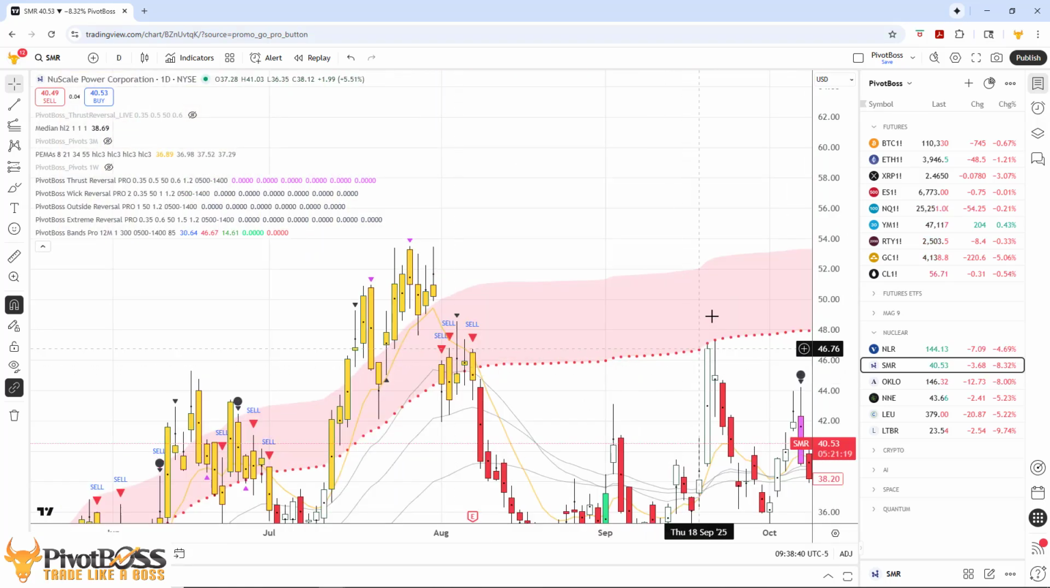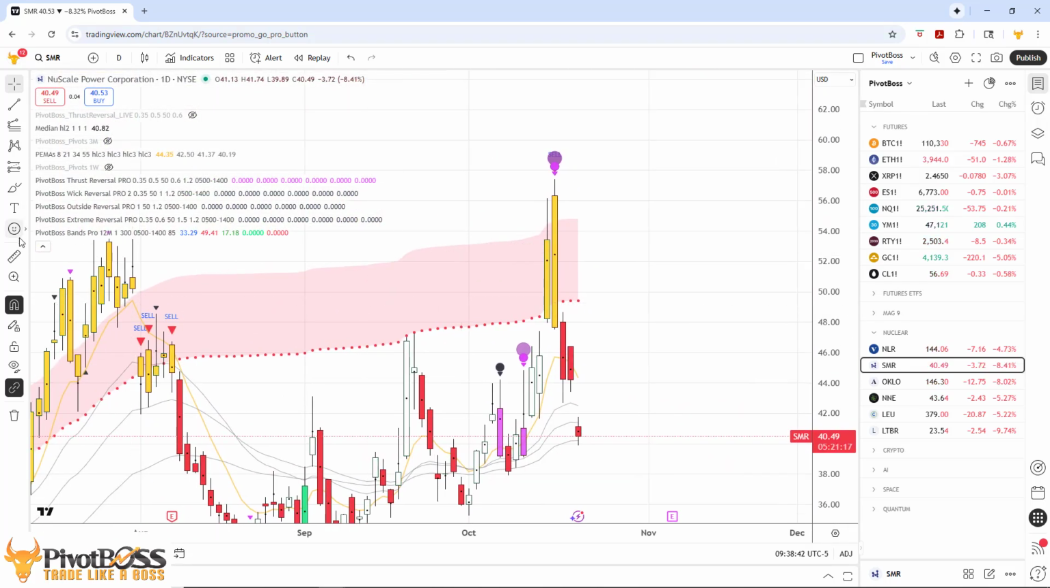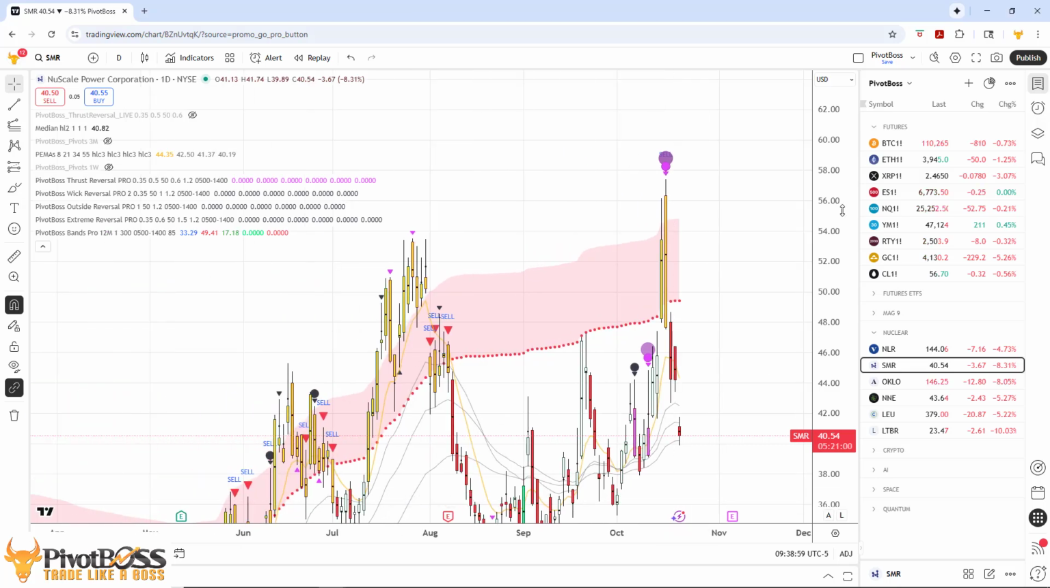And you look at the daily chart now, and that was them. And at the same time, you see the thrust reversal sell develop here on the daily time frame as well, and we've been down ever since. So those were the earliest signals there, and they were thrust reversal pro signals.